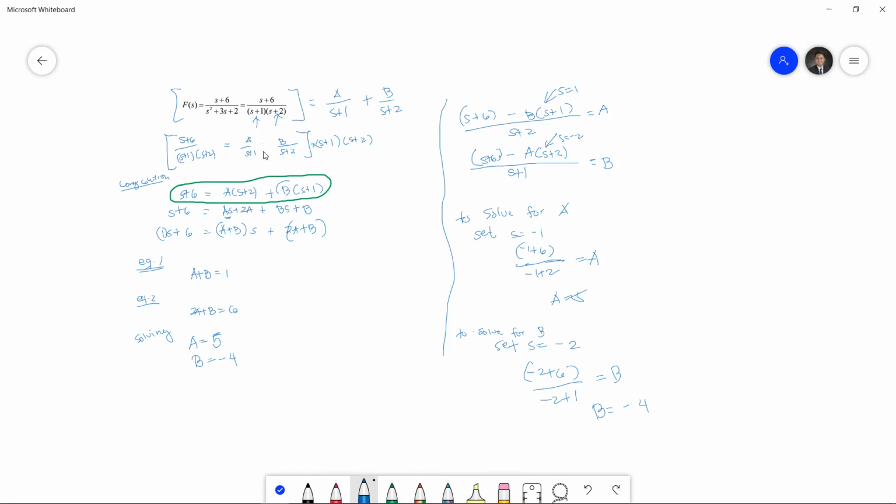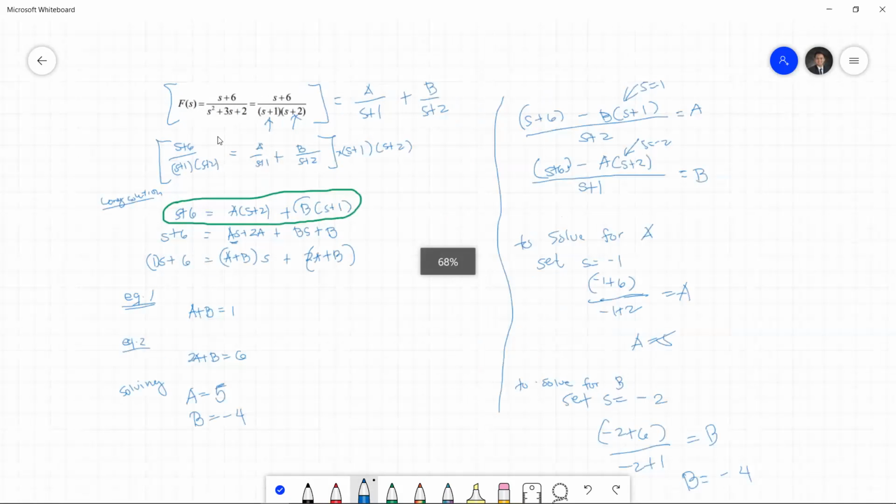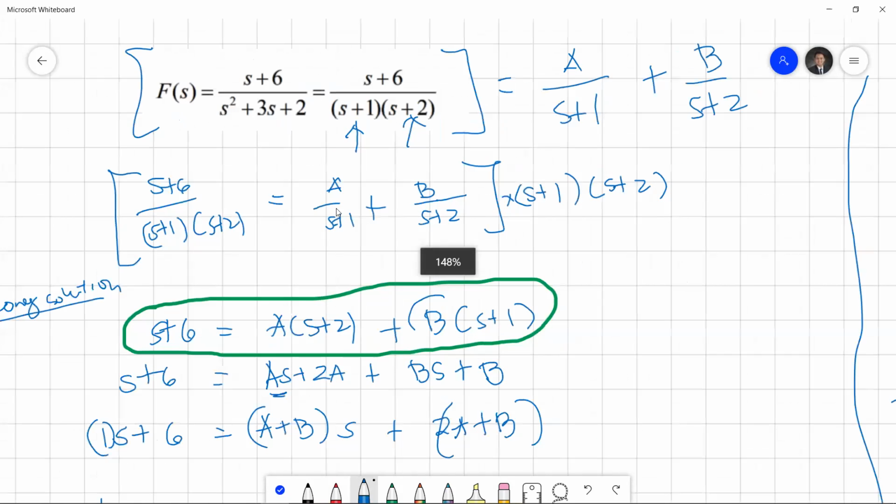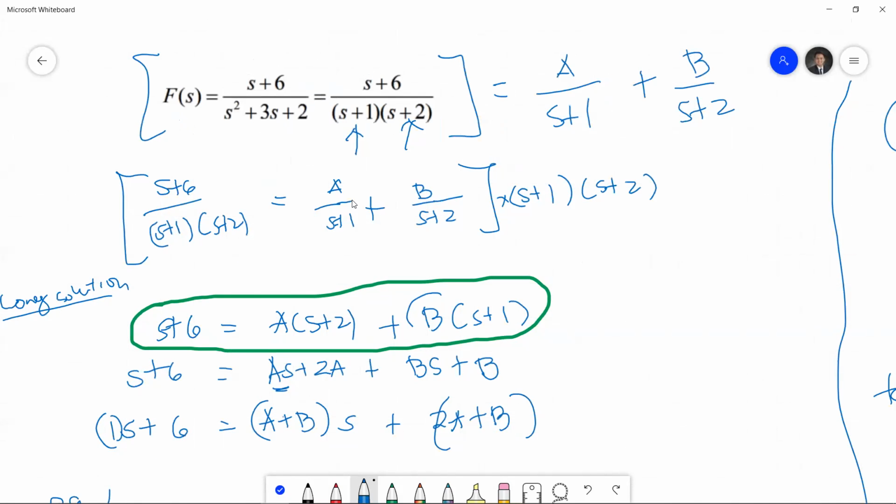S plus 1. Okay. Ayan. So, to solve for A, okay, balik tayo dito. To solve for A, tingnan mo lang yung ilalim niya, yung denominator ni A. So, yung denominator ni A is S plus 1. Ano ba magpapasiro sa S plus 1? Tama ba na negative 1?